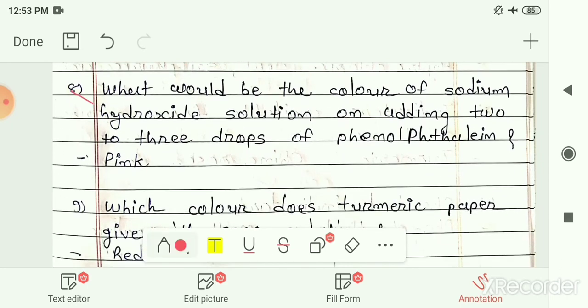Next, 8th number. What would be the color of sodium hydroxide solution on adding 2 to 3 drops of phenolphthalein? So here your answer is pink. If we add 2 to 3 drops of phenolphthalein, which is an indicator, into the solution of sodium hydroxide, then the solution will turn pink. As we had seen, phenolphthalein is the chemical indicator which turns basic solution pink. Sodium hydroxide solution is basic in nature, so it will turn pink.